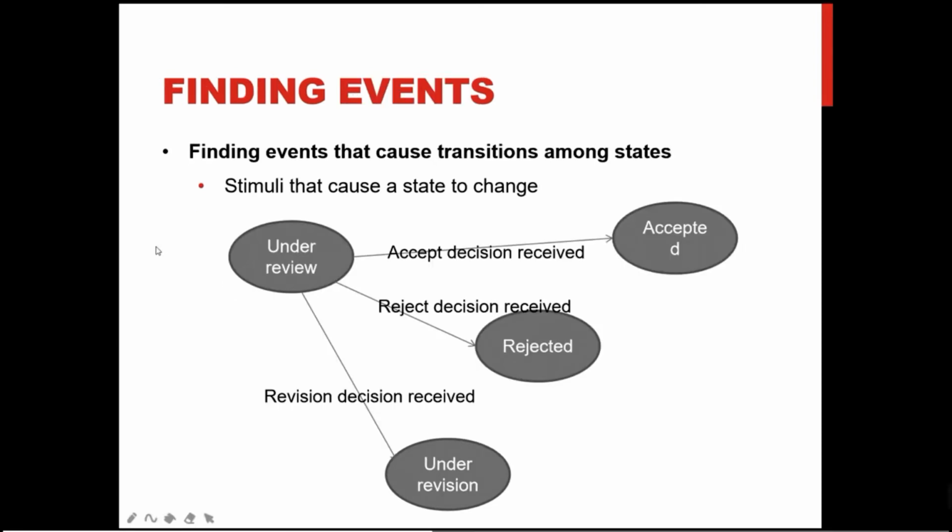And after we have found states, we need to find events for the state diagram, because you should remember that for building a state diagram, you should first define states and then find the events associated with these states and some operations in response to these events. So the second step is to find the events, and we should find events that cause the transitions among states.